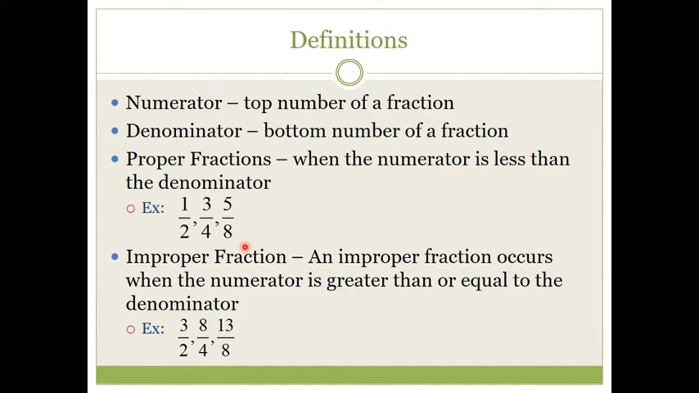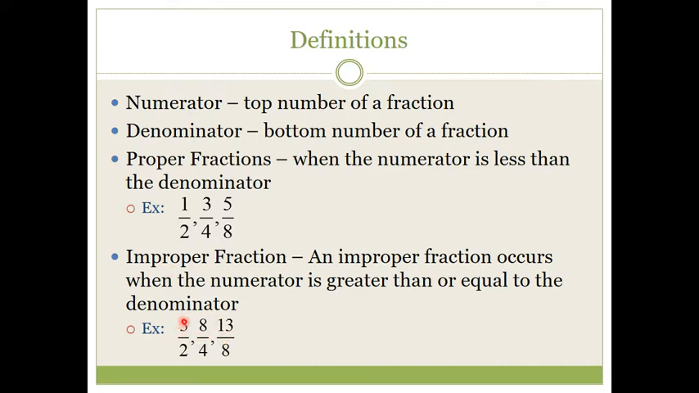All the fractions that I have listed here are called proper fractions. That is because the numerator is less than the denominator. So we can see that 1 is less than 2, and 3 is less than 4, and 5 is less than 8. On the contrary, an improper fraction is when the numerator is greater than the denominator.